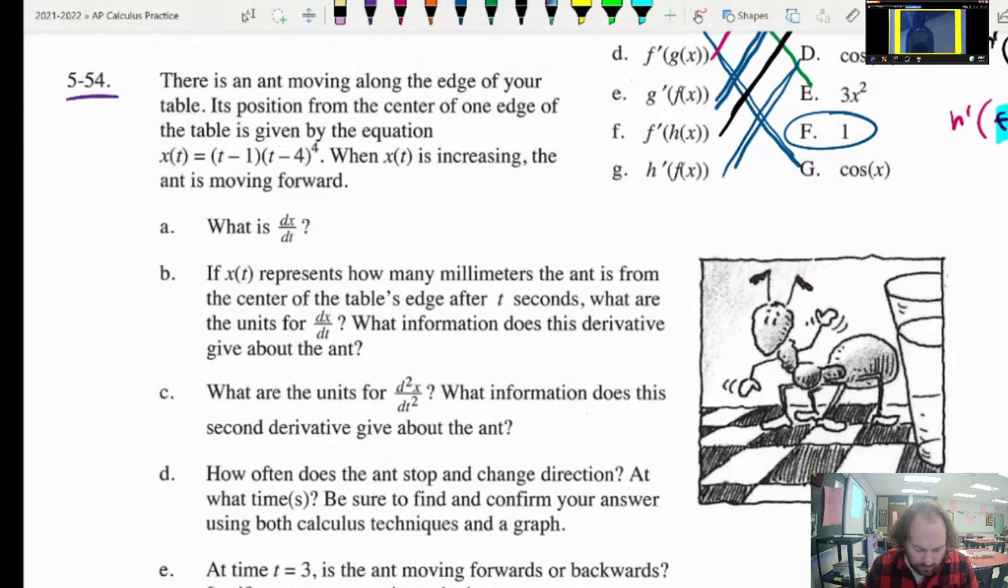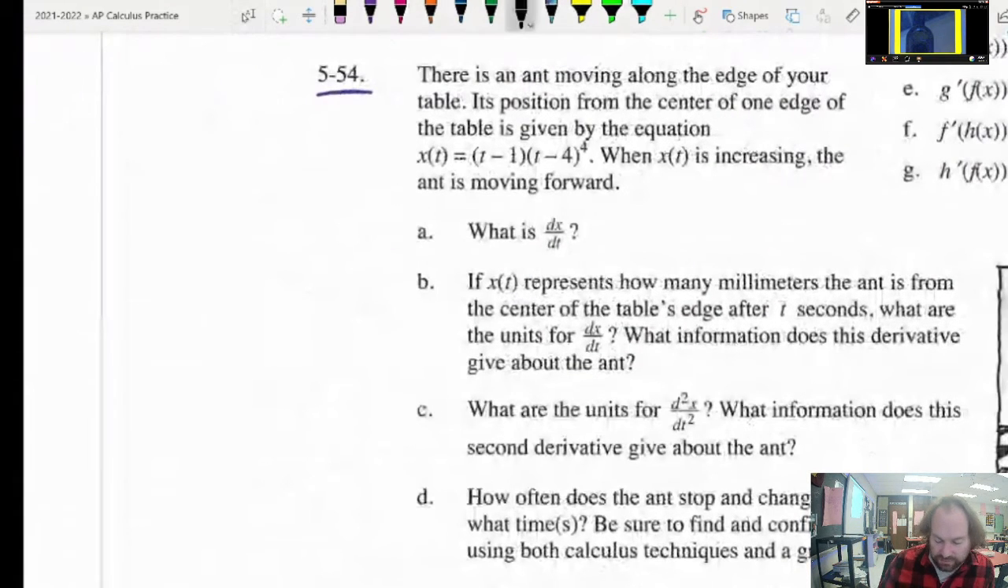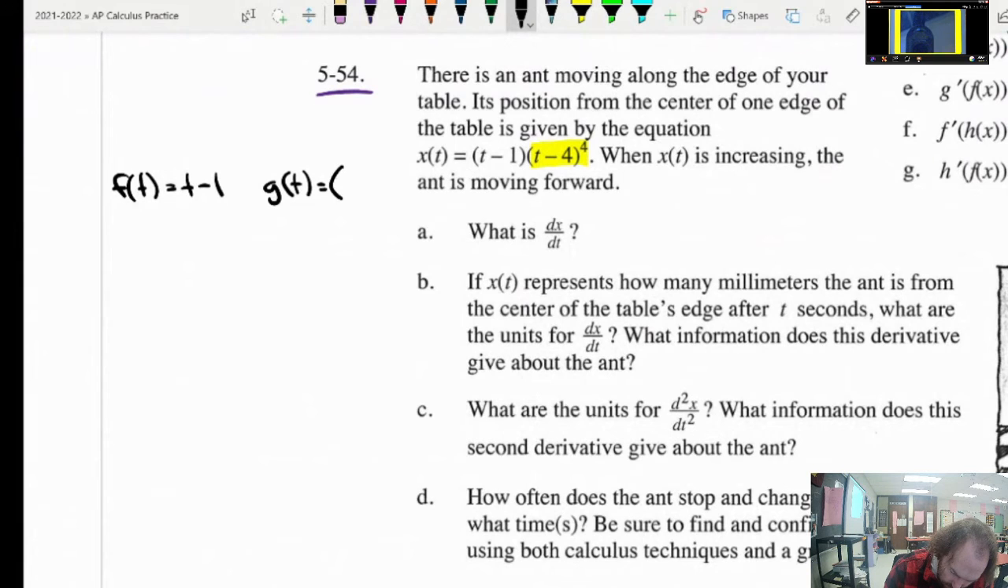Now, you could do this. You don't have to use the product rule for this, but since we learned the product rule today, actually, yes, you do need to, because I do not want to expand t minus 4 to the fourth power. So the best way to handle the product rule is to make a little table like this. I guess it should be f of t. Let me just make sure I get my variables right. F of t is t minus 1. G of t is the other part, t minus 4 to the fourth power.